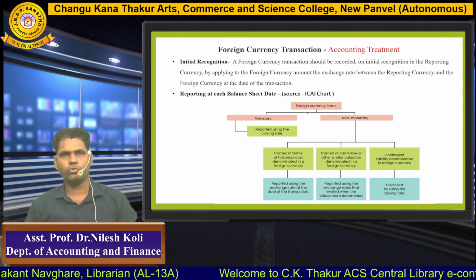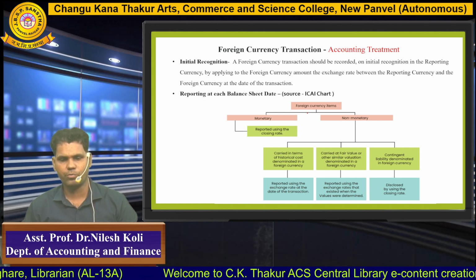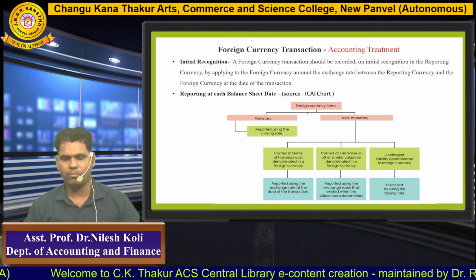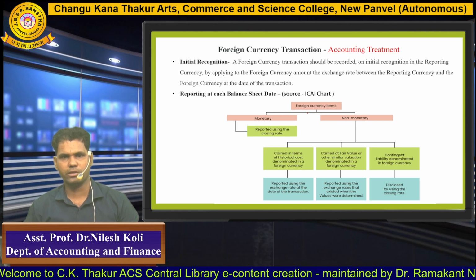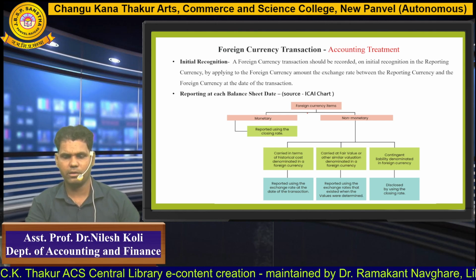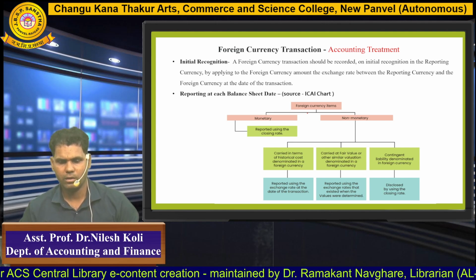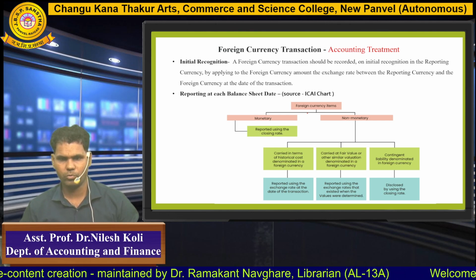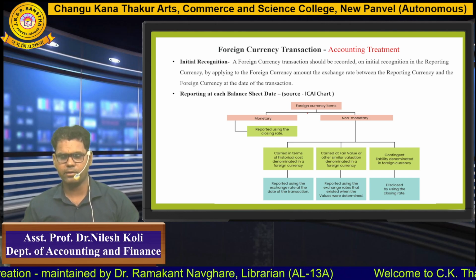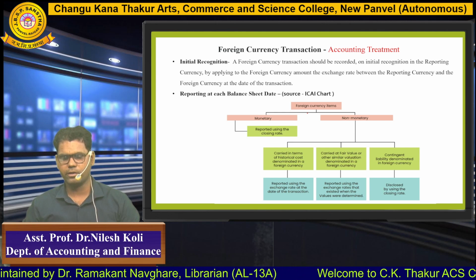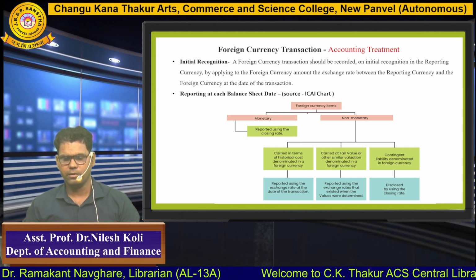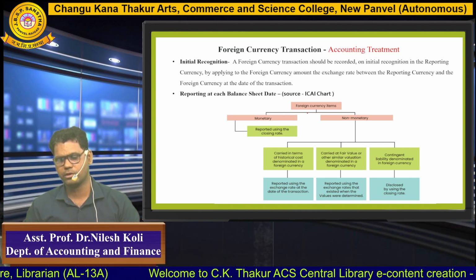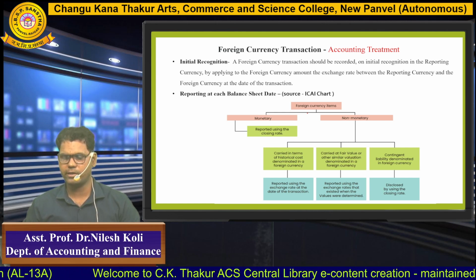So according to that the transaction is recorded in the books of account, then reporting at each balance sheet date. Here monetary and non-monetary items are there. Monetary items are reported at the closing date rate. In the case of non-monetary items, those carried at historical cost in a foreign currency are reported using the exchange rate at the date of the transaction. Those carried at fair value or other similar valuation denominated in a foreign currency are reported using the exchange rate that existed when the values were determined.